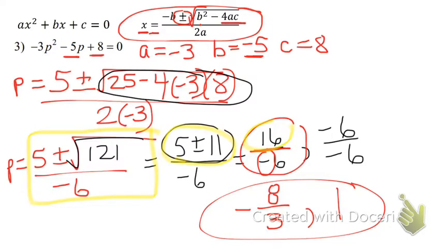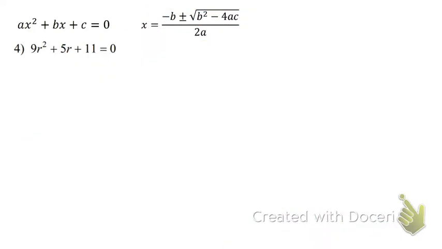Okay, last one. Okay, so starting off the same. Figure out what your A, B, and C are. A is the coefficient in front of the squared term, so A is going to be 9. B is the coefficient in front of the linear term, so B is 5. And C is the constant, so C is positive 11.